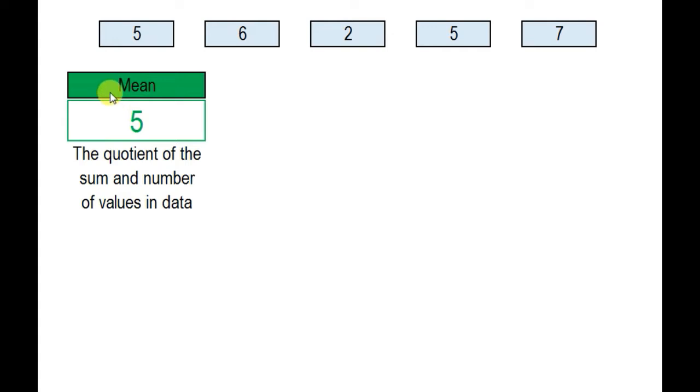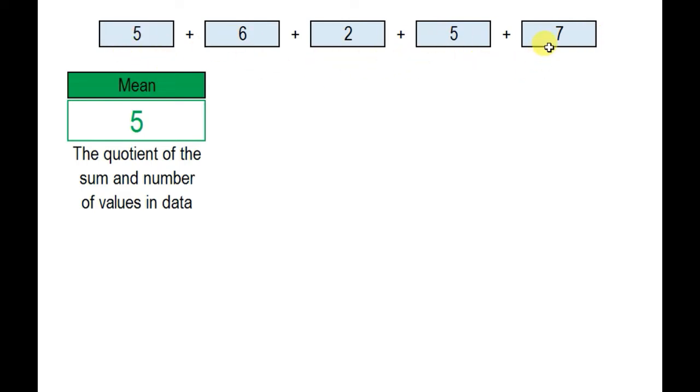And what is mean? Mean is simply the quotient of the sum and the number of values in the data. First, you need to find the sum of all observations in the data set. 5 plus 6 equals 11, 11 plus 2 equals 13, 13 plus 5 equals 18, and 18 plus 7 equals 25. Right?